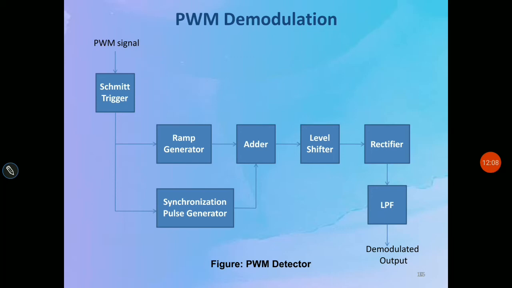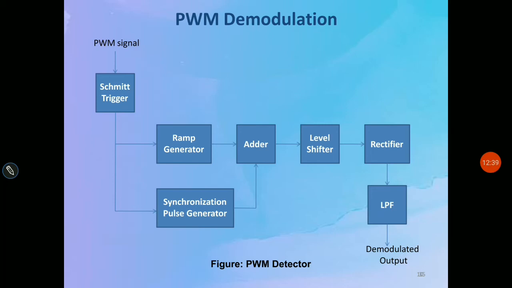The output of the adder is given to the level shifter, which shifts the level of the signal and is then passed into a rectifier circuit, which rectifies the output. The output of the rectifier is given into the low pass filter, and the demodulated output comes out. So this demodulated output is actually the message signal.